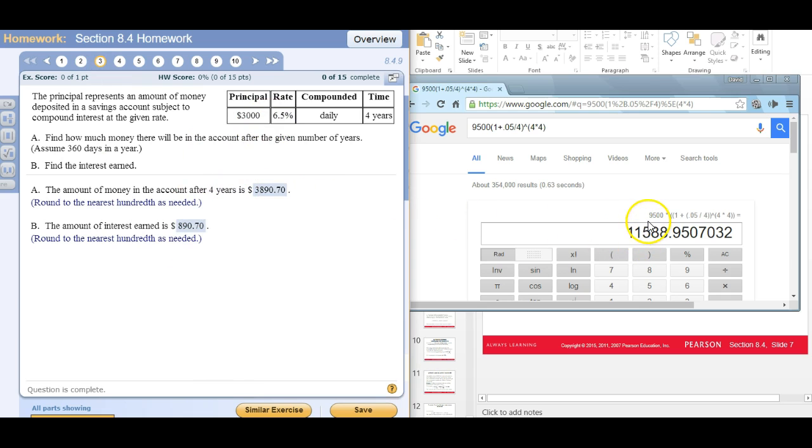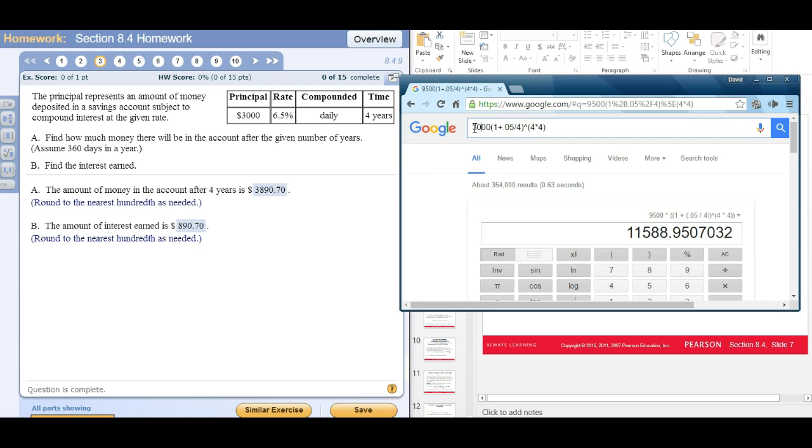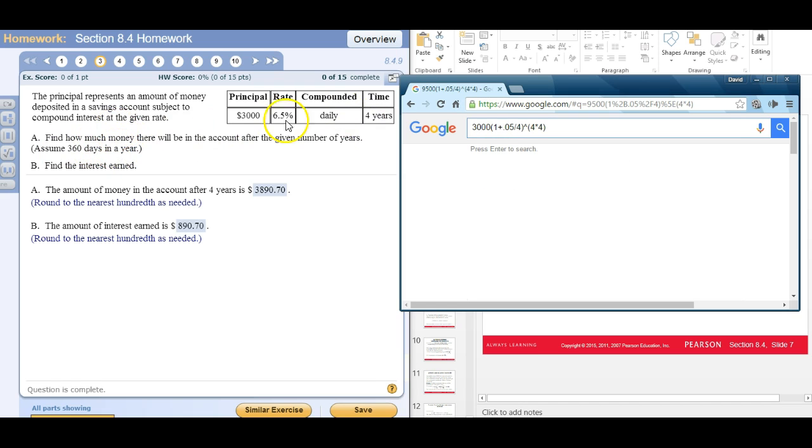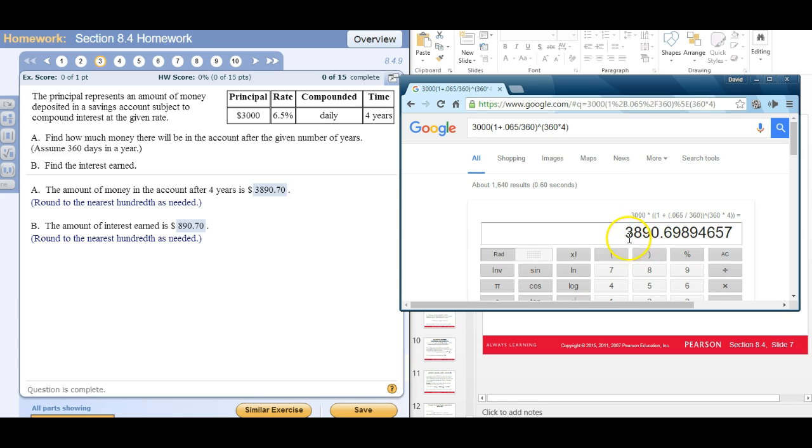Alright, now with these daily ones, just make sure that you read this part up here. That daily is 360 for days. Alright, so we'll change this to 0.065. It's compounded daily, so that's 360 times. So there's my N, and then N times T, so I change that to an N, 360. Alright, and then there's 3890.698, so that 8 means round that up, so I change the 69 to a 70.